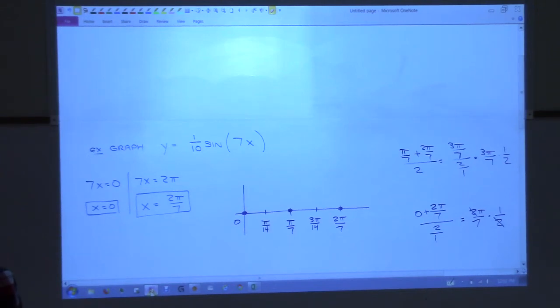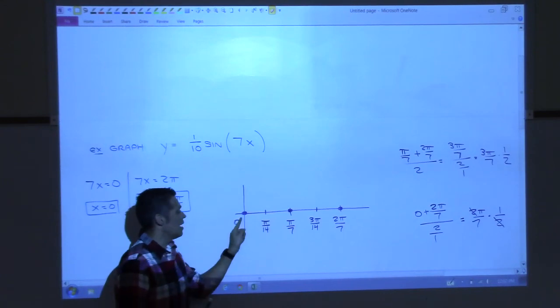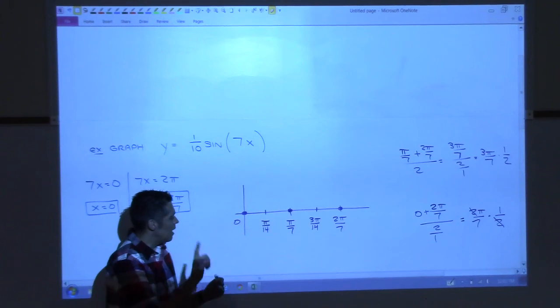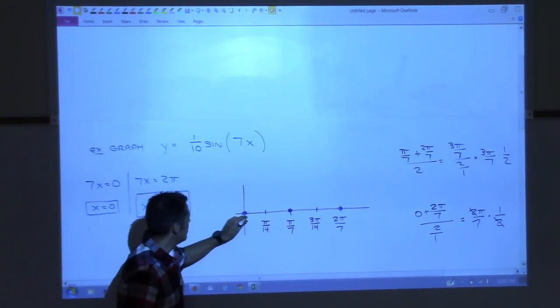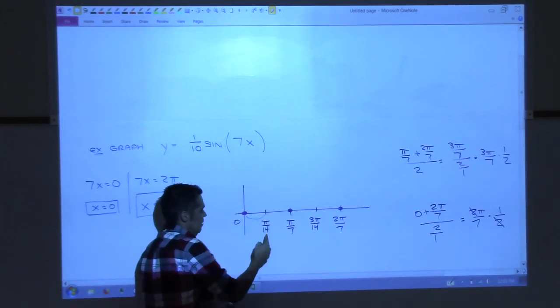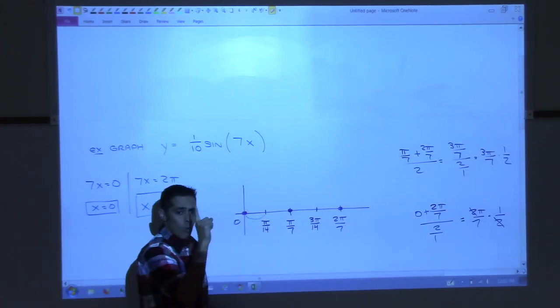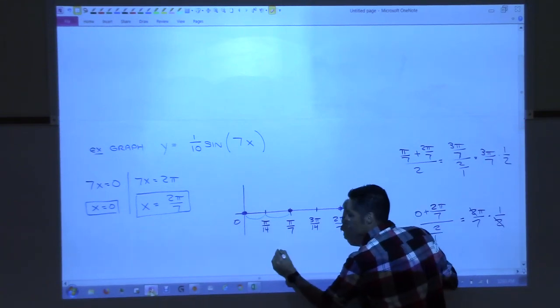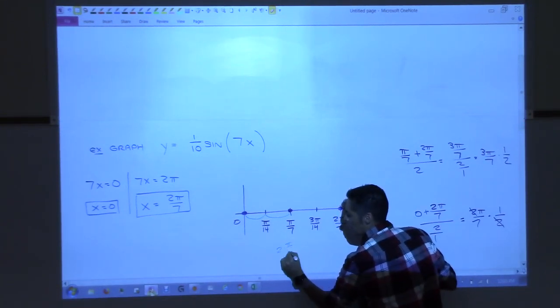Are you sure? I want to show you a very slight shortcut, but I don't like this shortcut because it only works if your x-intercept starts at 0. Once we start doing phase shifts, it doesn't work as well. But I'm just going to point it out. From here to here, you're jumping by how much? How much did you move from here to here? It was pi over 14, right? One jump of pi over 14. This would equate to taking how many of those jumps? 2 jumps of pi over 14, right?